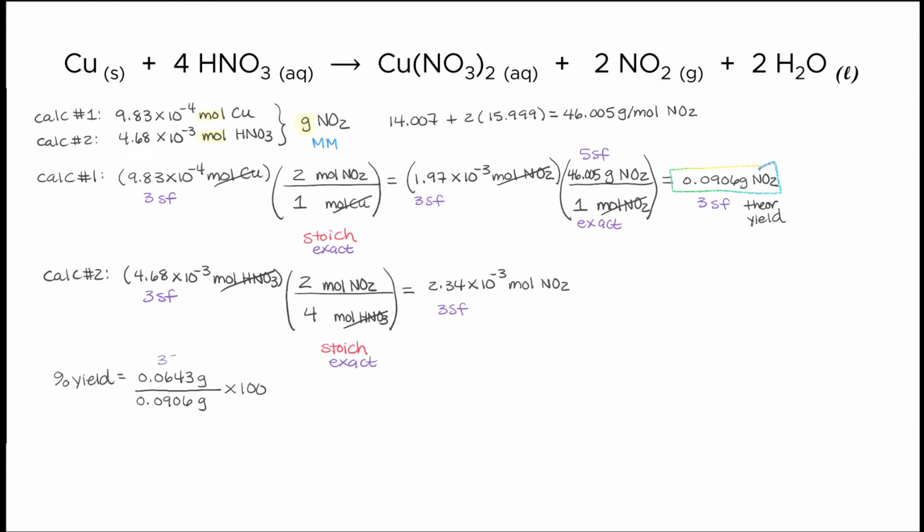Both of these values have 3 sig figs, and the 100 is exact. So when we do the calculation, 0.0643 divided by 0.0906 times 100, rounded to 3 sig figs, we get 71.0%.